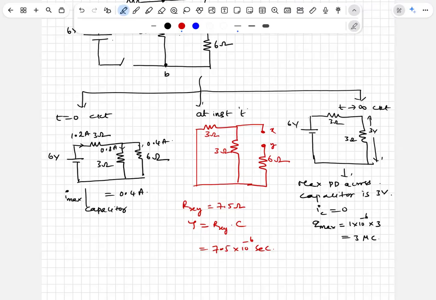So any student having doubt at the t equal to 0 level? Anyone? Similarly, any student having doubt at the t equal to infinity point, steady state?